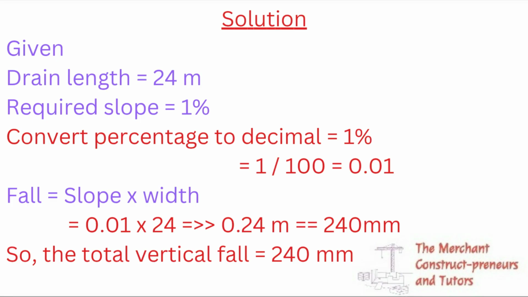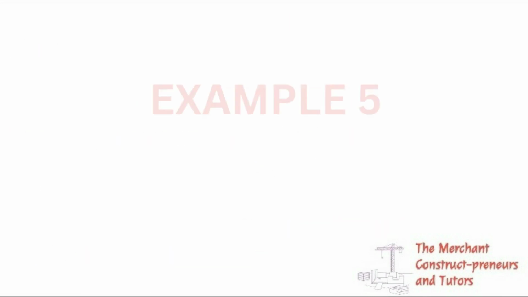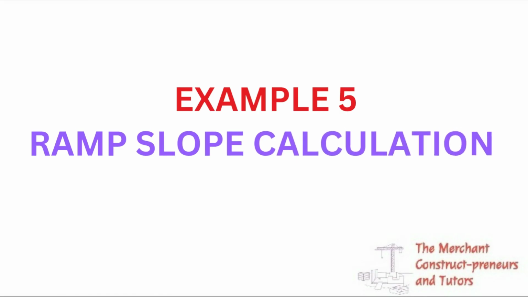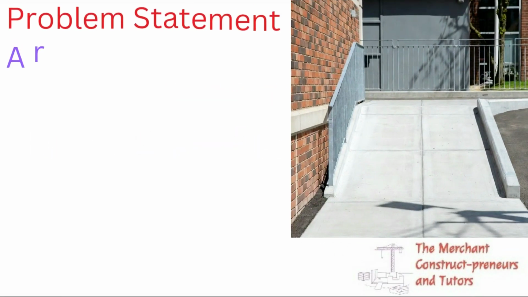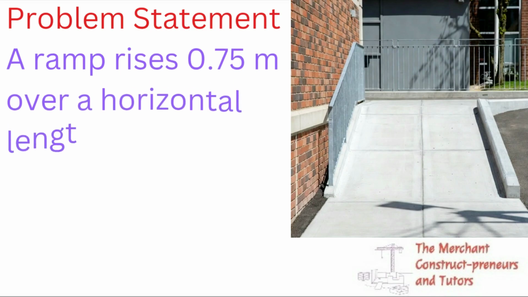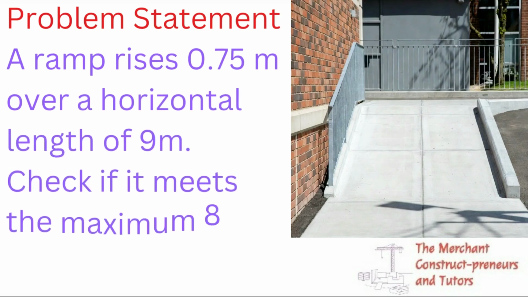So fall is equal to slope multiplied by width. Fall is still the height, width is the horizontal length. So just as from the formula, slope is equal to rise divided by run. So that is just the same thing. We're also using fall as the subject of the formula here. So slope is 0.01 multiplied by 24. So we have it at 0.24 meters, equivalent to 240 millimeters when you convert it to millimeters. So the vertical fall is what? 240 millimeters.